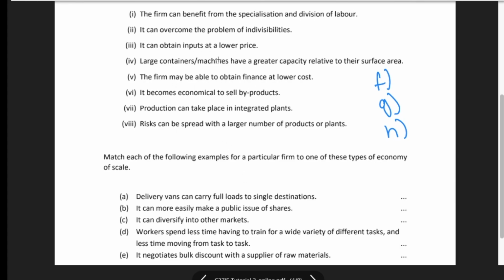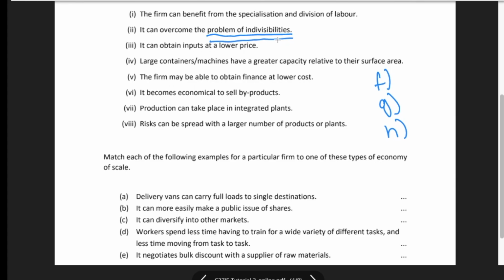And maybe before we start, does anyone know what's meant by the problem of indivisibilities? Or if not, could they give me a great example of one? Has anyone heard that before, the problem of indivisibilities? Okay, so I'm going to give you an example and then maybe you can see if you can apply it to this question.